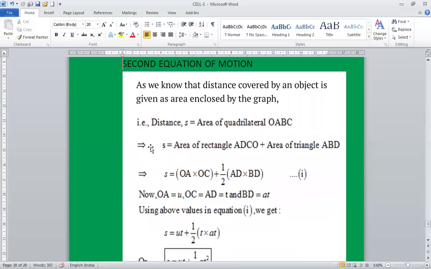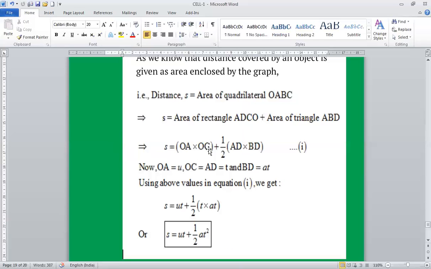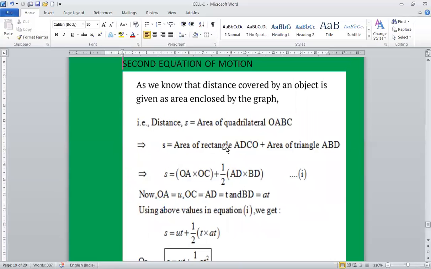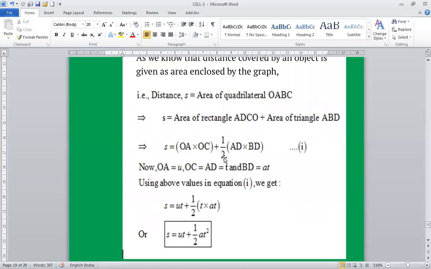Now, the area of rectangle ADCO is length into breadth, as you all know. This is the length and this is the breadth. So OA into AD, or you can say OA into OC, plus the area of the triangle, which is half base into height. AD is the base and height is BD. So it is OA into OC plus half AD into BD.